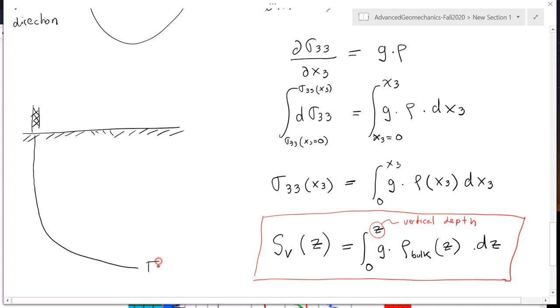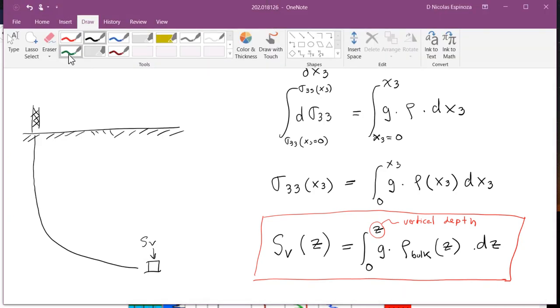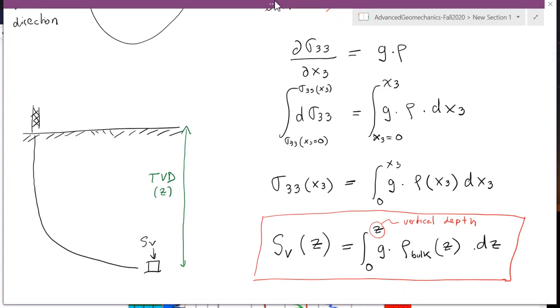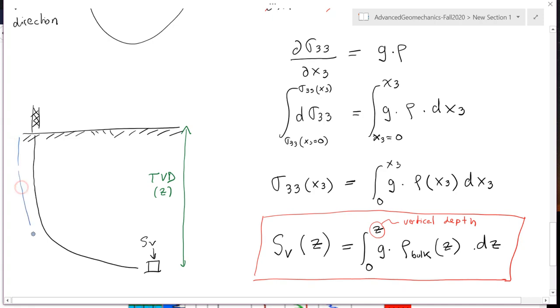and not measured depth. So for example, if you want to calculate the vertical stress at this location, what you have to consider is the true vertical depth from the ground, TVD. This is going to be Z in the equation that we have here on the right, and not measured depth. Measured depth is going to be the length of the line that goes along the wellbore. All right. We're going to be talking a little bit more about this in the application problems and when we work in the hands-on problem.